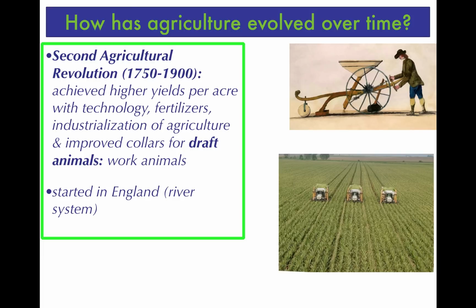If you forgot what the word yield is, please put that on the left-hand side of your notes, and let's define that as the output. So, second agricultural revolution is a general movement to achieve higher yields per acre with the use of technology.